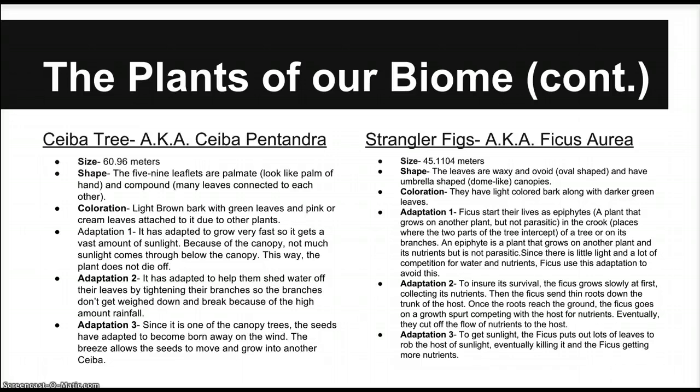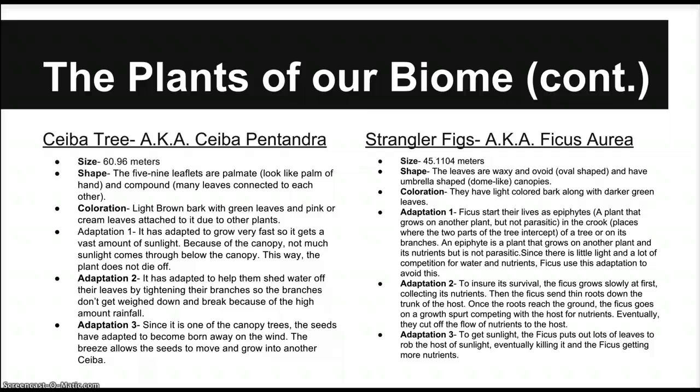First adaptation is that ficus start their lives as epiphytes in the crook of a tree or on its branches. An epiphyte is a plant that grows on another plant and uses it for support, but it's not parasitic. The crook of a tree is where the 2 parts of the tree intersect. Since there is little light and a lot of competition for water and resources, ficus uses this adaptation to avoid this. The second adaptation is to ensure its survival.